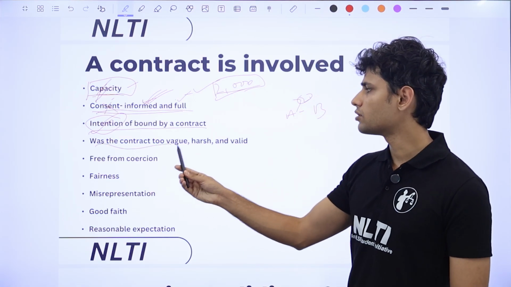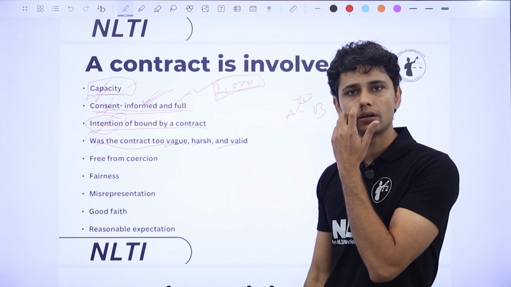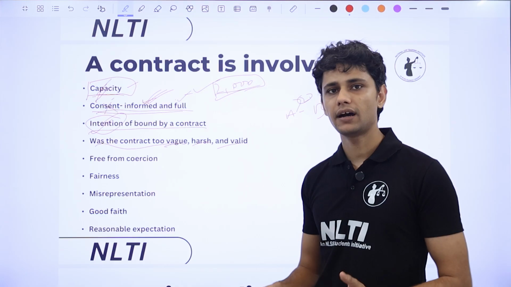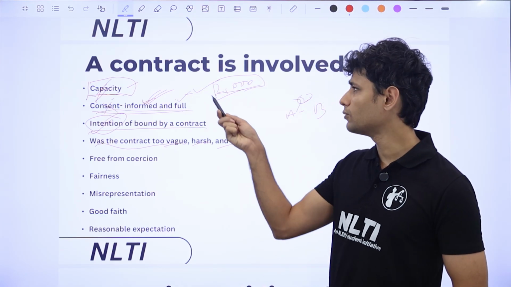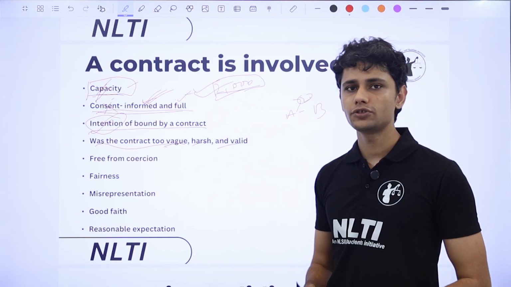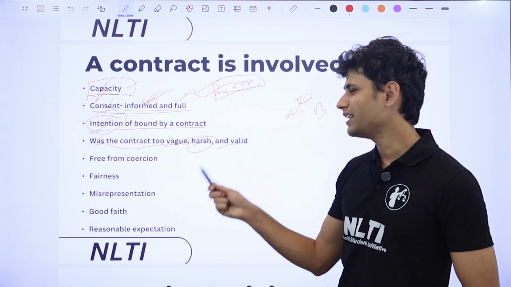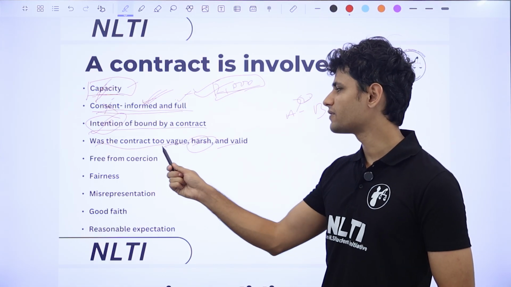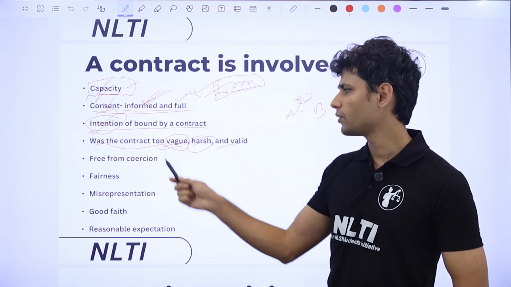This is also important: was a contract too vague, harsh and invalid? In the case of an artist, if an artist is recording music videos for a company every single month, let's say 5 to 6 music videos in a month, and the company only pays him 2,000 rupees, we can all infer that this is a very harsh contract and no one should be subject to that. So irrespective of all these conditions, if a contract is excessively harsh on one party, then we can say that it's not a valid contract. Or if a contract is very vague in its terms and does not really specify the exact obligations on the parties, you can say that it's too vague.